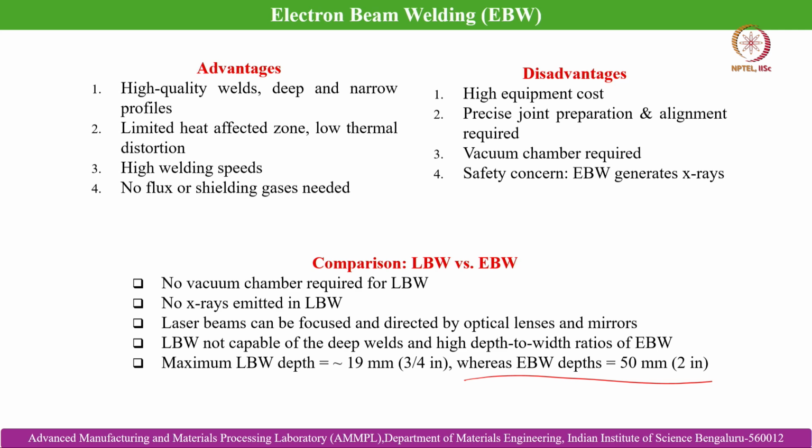And other advantages of EBW is it is producing high quality welds, with minimum heat affected zone and with a much higher welding speed, and also again in this case EBW is also an autogenous technique, and also no flux or shielding gases are needed.